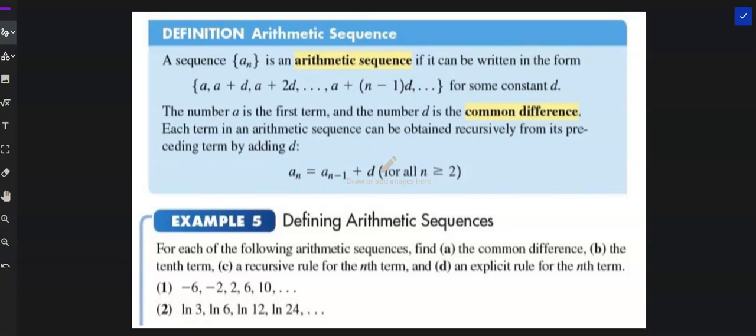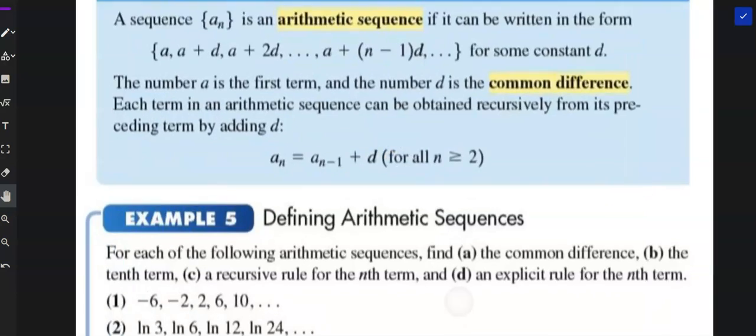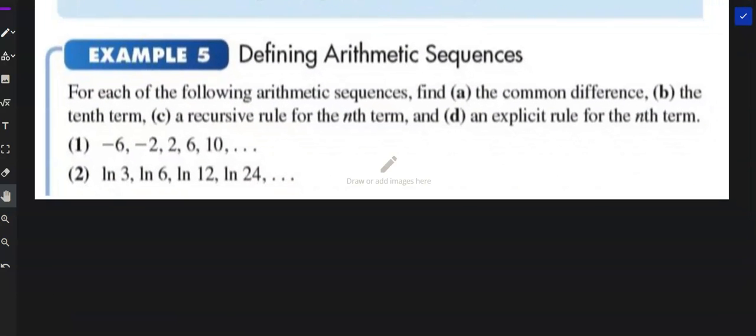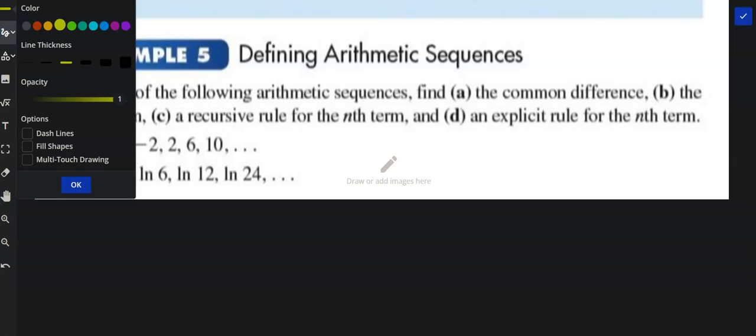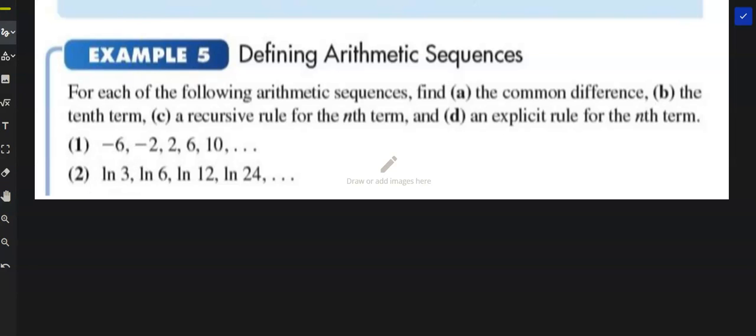We've kind of already talked about this, but we've got a couple examples to practice with. I don't like the way they've written out their arithmetic sequence, but we will modify it. So they want me to do a few different things here. They want me to find the common difference. Okay, so how do we do that?